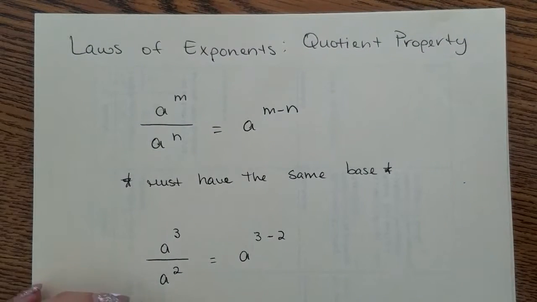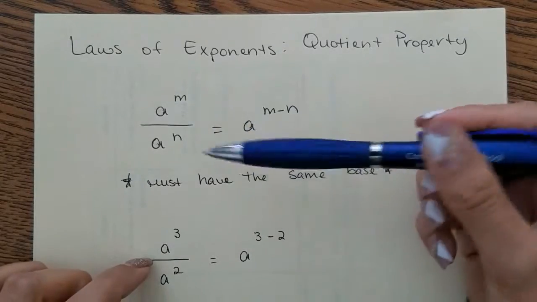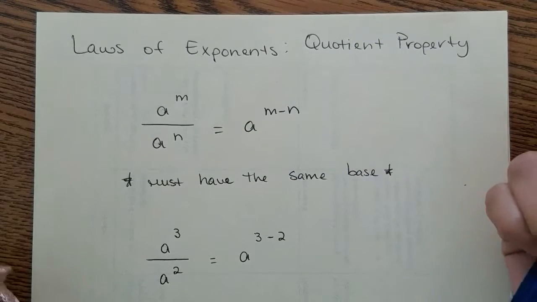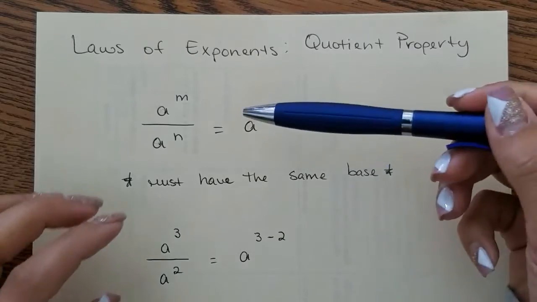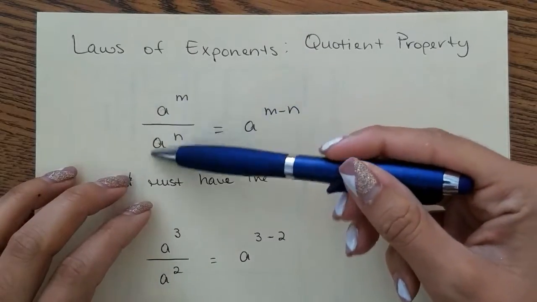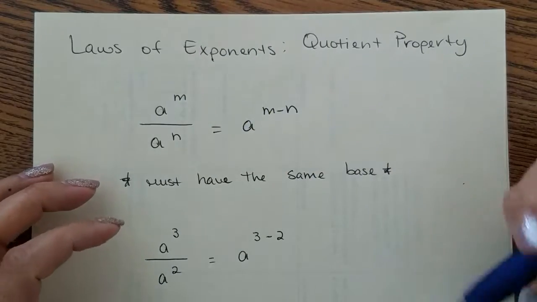Alright guys, laws of exponents, quotient property. This is when you are dividing terms with the same base, okay? So it's similar to the product property, it's just reversed, okay? In the product property you had two values. When you're multiplying, you add them. Well, when you divide, you subtract, okay?